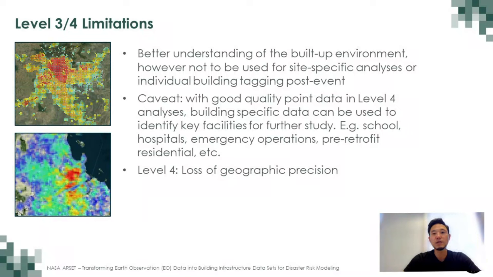Caveat, with good quality level 3 point data and level 4 analyses, building-specific data can be used to identify key facilities for future studies, talking about schools, hospitals, any kind of emergency operations. With that good quality point data, perhaps there's accurate geocoding, accurate year built, accurate stories, perhaps structural types or inferred structural types to use. You can get a general overview of risk. Level 4, you do have that loss of geographic precision. So you're going from the site level to this gridded level. So that's where your loss of geographic precision is occurring.